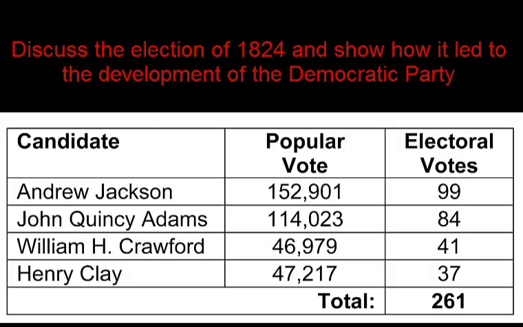So here are the results. Andrew Jackson, 99 electoral votes. Adams, 84. Crawford, 41. And Clay comes in dead last, being the American candidate, at 37. So obviously in 1824, Andrew Jackson wins the presidency. Wrong, right? That would be wrong.